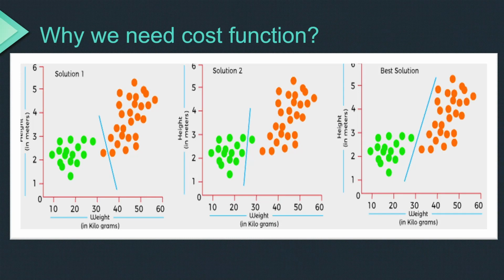Why we need cost function? This cost function is used to find the performance of the machine learning model. Here, within the number of iterations, it will find the local minimum optimized value and helps us to find the best machine learning model.